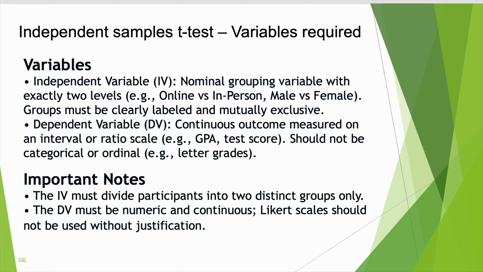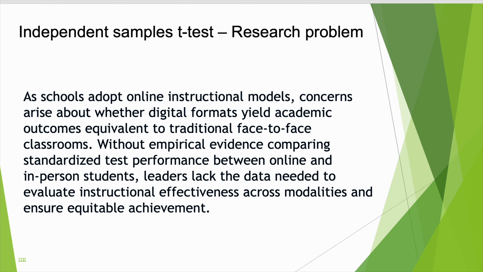And then our dependent variable is that continuous thing that we are measuring. And so remember, I can only have two groups. That's really key. And then that really needs to be numeric and continuous. And so again, not a research problem in the sense of this is your entire dissertation, societal, big old issue, yada, yada. This is just in this snapshot, we're adopting online instructional models, and we just want to know, is there going to be a difference in performance here?